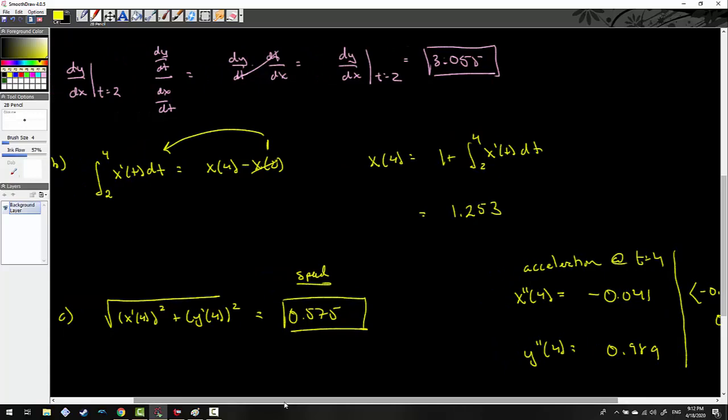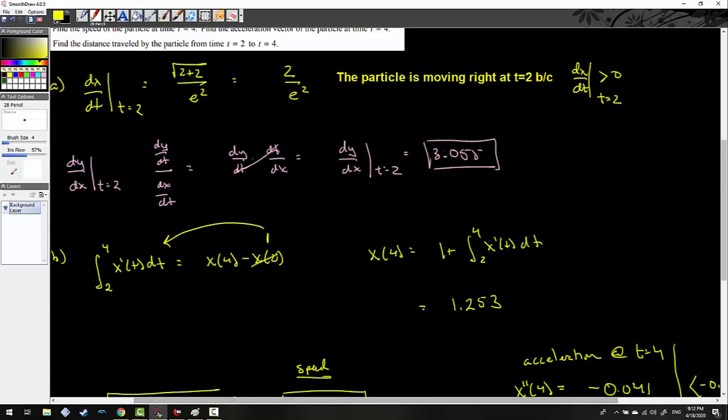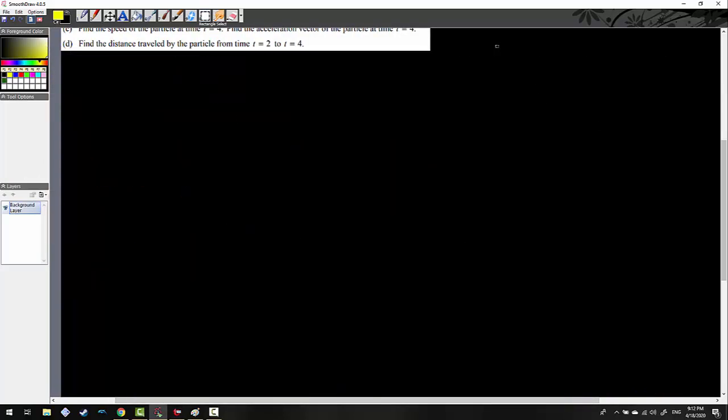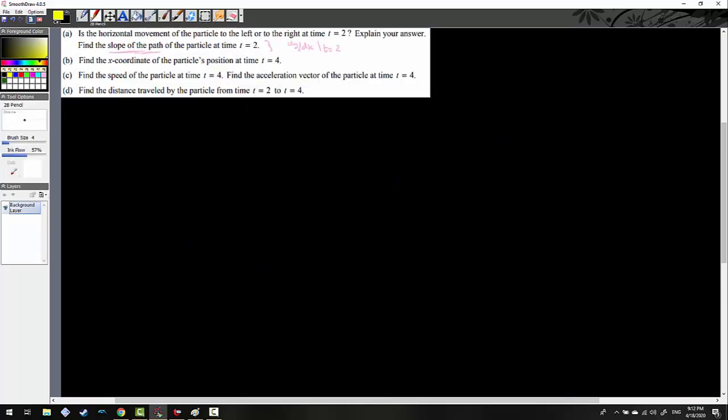Okay, part D. Part D says find the total distance traveled. Well, total distance traveled is very similar to speed. In fact, when we did particle motion back in Calc AB, we would do the integral of speed in order to find total distance traveled. So let's just write that down. The integral from a to b of speed dt is going to be total distance traveled.